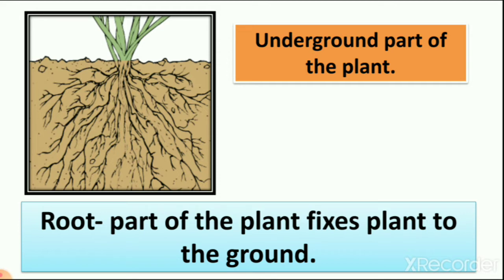First is root. Root is the underground part of the plant. Root is the part of the plant that fixes the plant to the ground. So now we learn which part of the plant we eat, which is root, which is leaf, which is fruit, which is flower. When we see a fruit or vegetable which grows underground, they are all root vegetables or fruit.